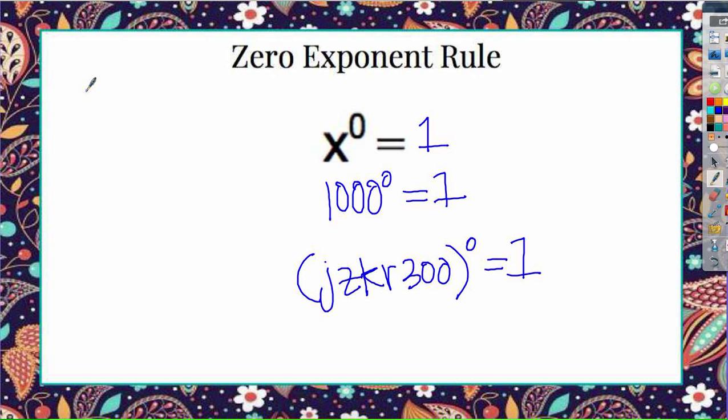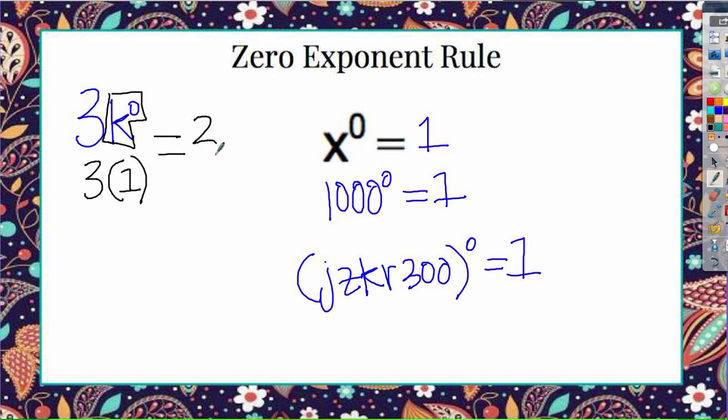If I have something like 3k to the zero power, I'll have to keep in mind that only the k is being brought to the zero power. So this is like a 3 times 1, so 3k to the zero power is really equal to 3.